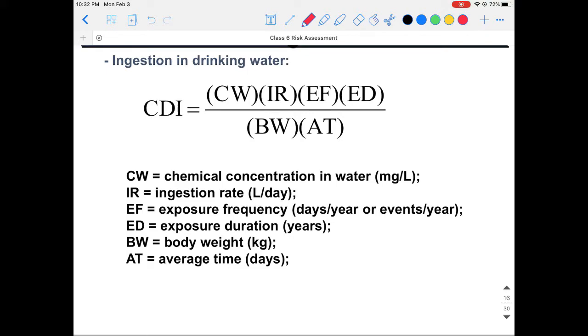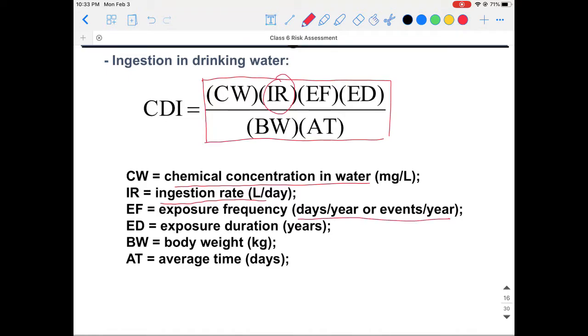As a matter of fact, if we want to calculate the ingestion from drinking water, people have developed a more complex equation here, but if you consider the entire process, it's going to be the same. So the CW here means the chemical concentration in water, just like the mercury concentration in the water we discussed. The ingestion rate, or IR here, represents how much water we're drinking each day. And the EF is the exposure frequency.